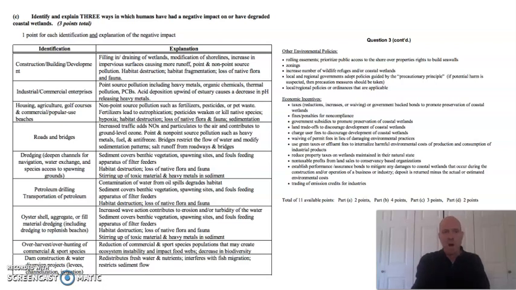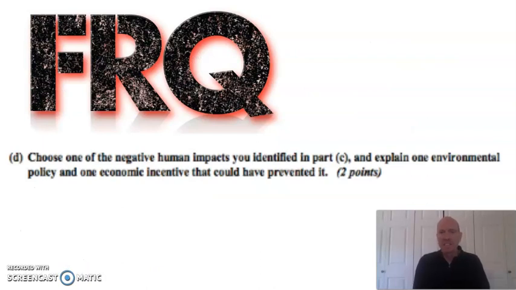And then we've got one last one. And this is another type of prompt that I can almost guarantee you're going to see, because you can apply it to so many different situations. So choose one of the negative human impacts you identified in Part C and explain one environmental policy and one economic incentive that could have prevented it. And so we're looking for a solution. This is where you want to have some environmental laws in your back pocket, including the Endangered Species Act. And be thinking about things like tax breaks and just different incentives for people. Go ahead and hit pause and write your response.